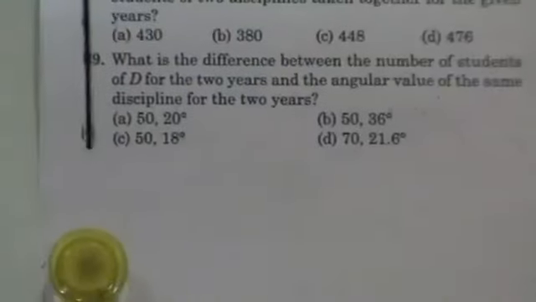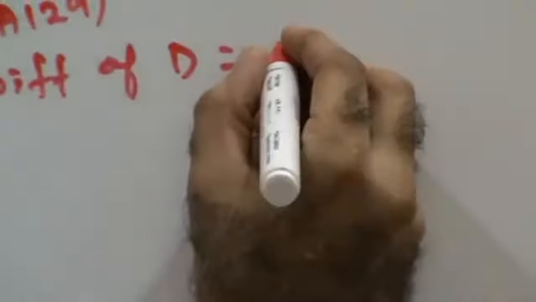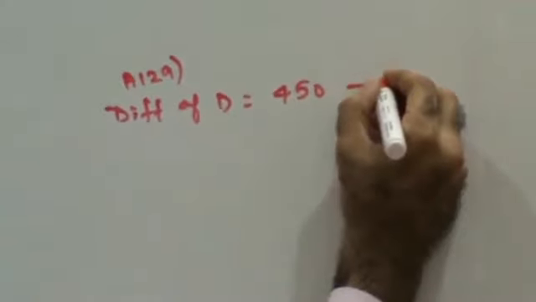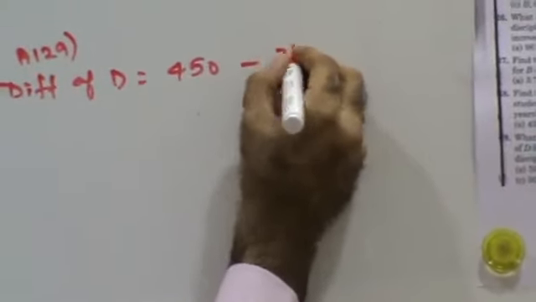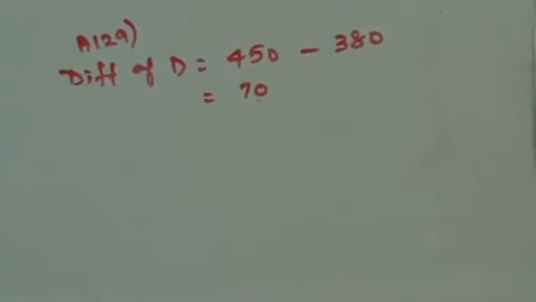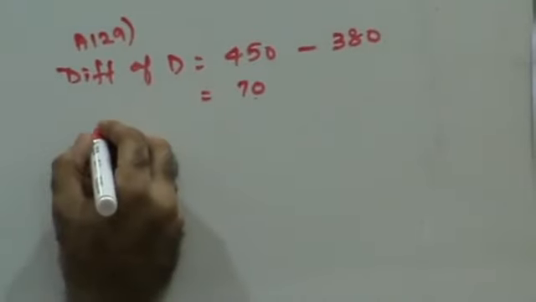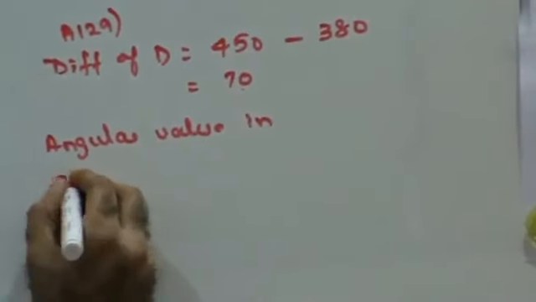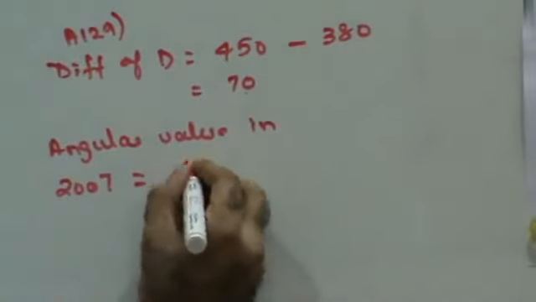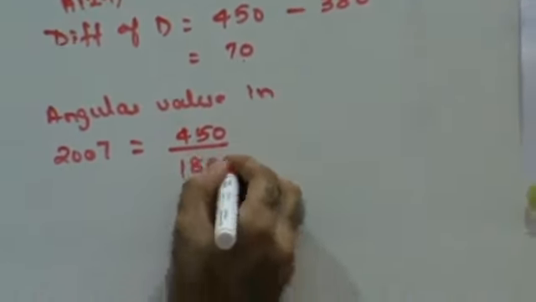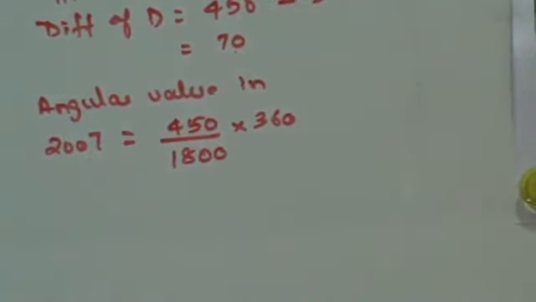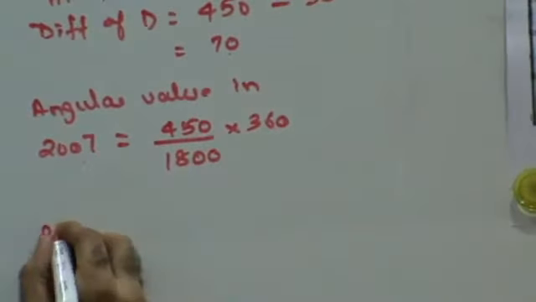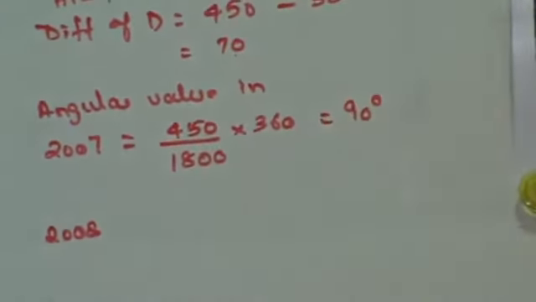What is the difference between the number of students of D in the two years, and the angular value of the same discipline in the two years? We have already calculated the difference of D. In 2007 it was 450, in 2008 it was 380. So 70 is the difference between them. Now, what is the angular value? In 2007, D was 450, and the total there were 1800 students. When you want to find the angular value, you have to multiply by 360. That's the rule. So this gives 90 degrees.